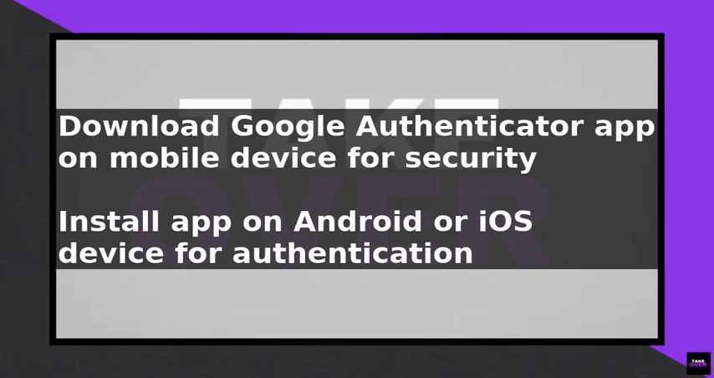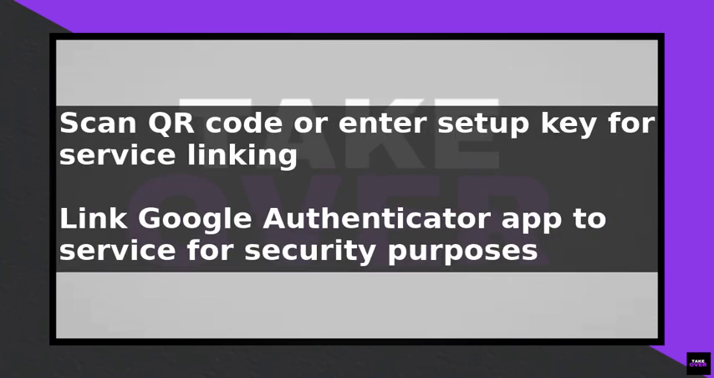Next, you will be asked to scan a QR code or enter a setup key. This QR code or setup key will be provided by the service you want to secure with Google Authenticator, such as your Google account or another online service. Scan the QR code or enter the setup key to link your Google Authenticator app to the service.